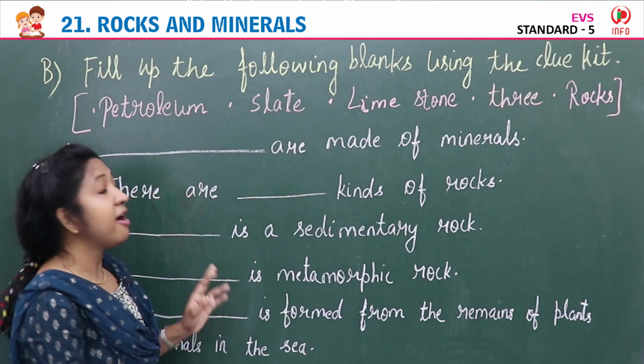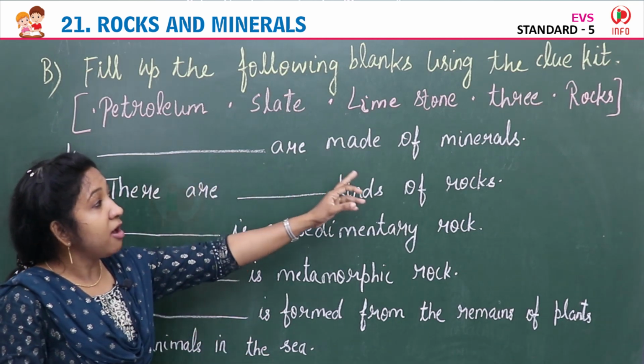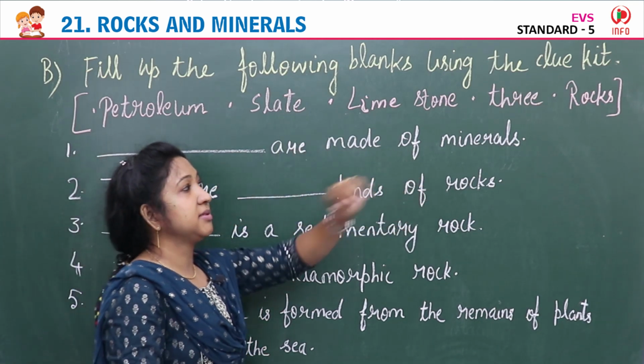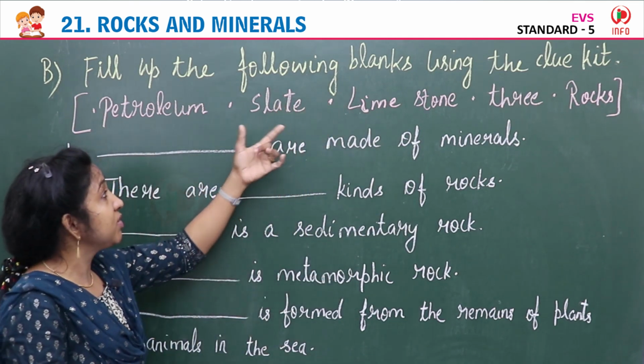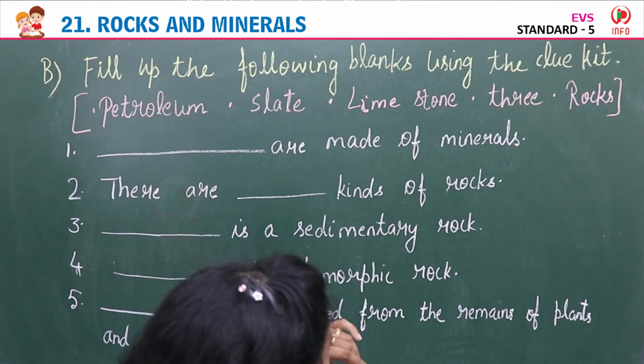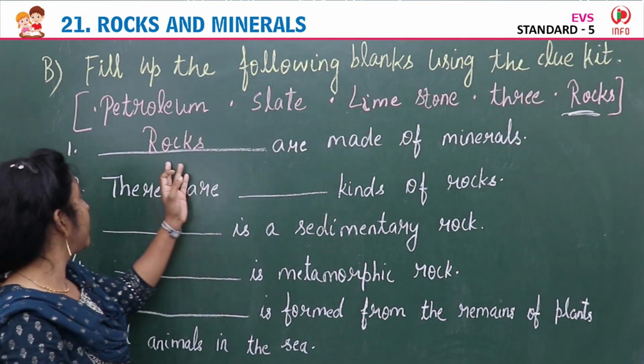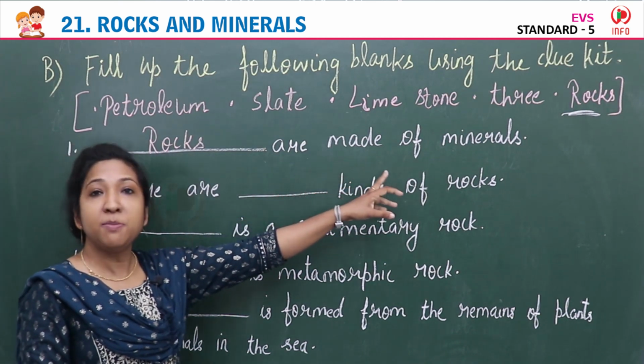Okay. So our first fill up the blank is dash are made of minerals. Yes. So among the clue kit, which is the right answer here? Dash are made of minerals. Yes, children. So the first one, rocks are made of minerals.